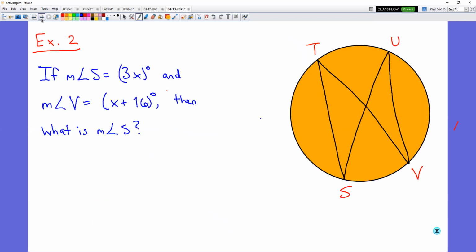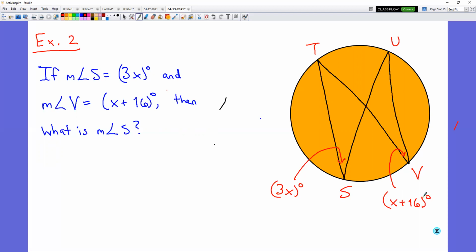All right, let's go to example number 2. In this example, they give you some measurements. They tell you that angle S is 3x degrees, so here is angle S, this angle here. And then angle V, which is here, is going to be x plus 16 degrees. They want you to find the measurement of angle S.